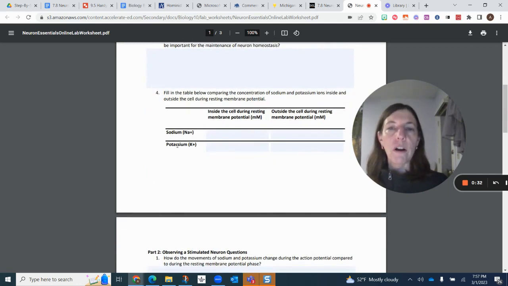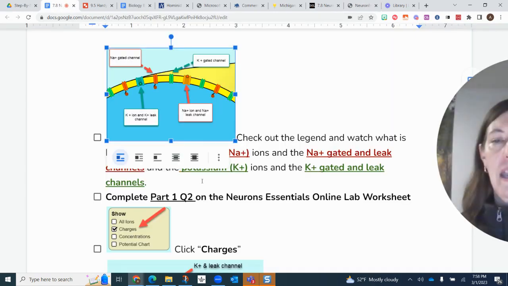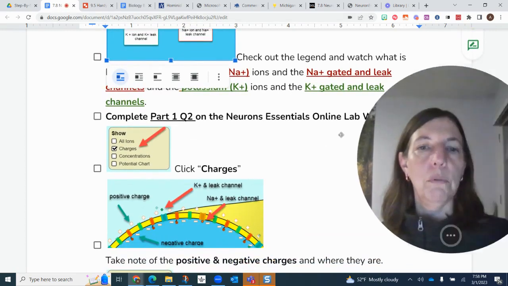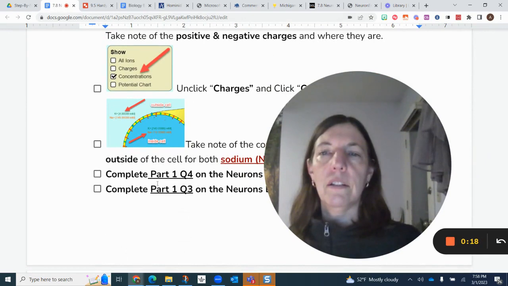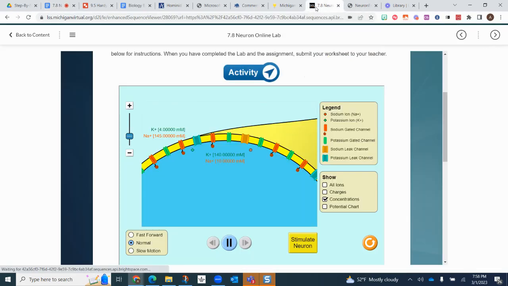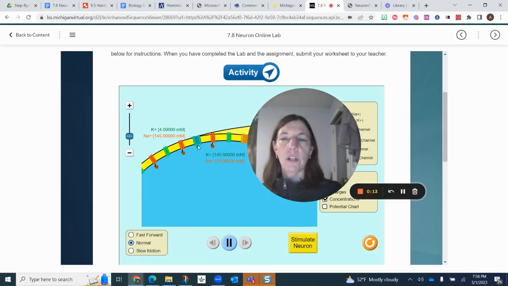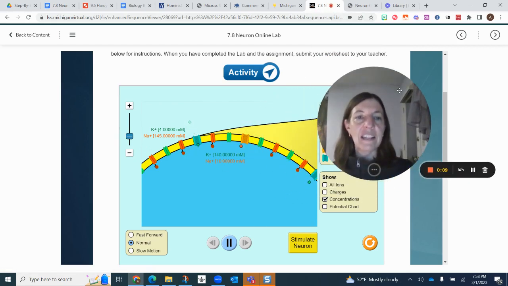And number 4, the last part, is we're going to be looking at the concentration of sodium and potassium inside and outside of the cell. And you can do that through the concentrations, which is already clicked on, and we're going to record these numbers for question 4. And that is part 1.